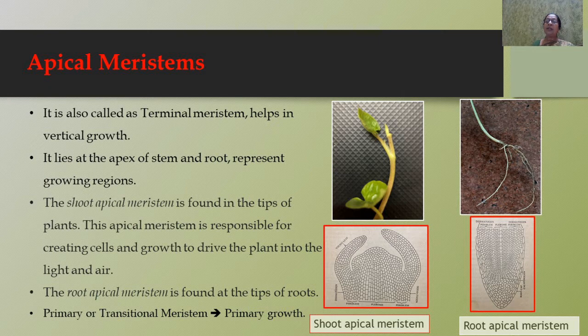Where does it lie? It is present at the apex of the stem and root, and is called the shoot apical meristem and root apical meristem respectively. The shoot apical meristem is found in the tip of the plants. It is responsible for the growth to drive the plant into the air and light, and the root apical meristem is found at the tip of the roots, and it is responsible for growing the root inside the soil.